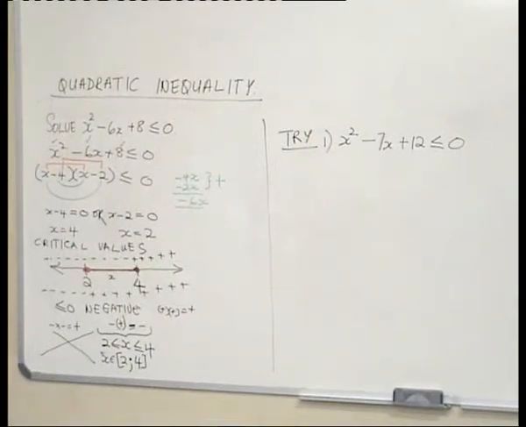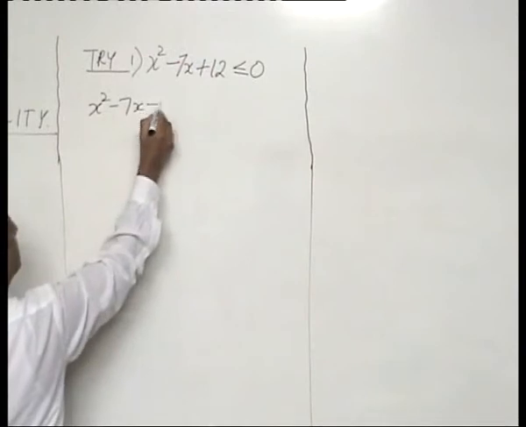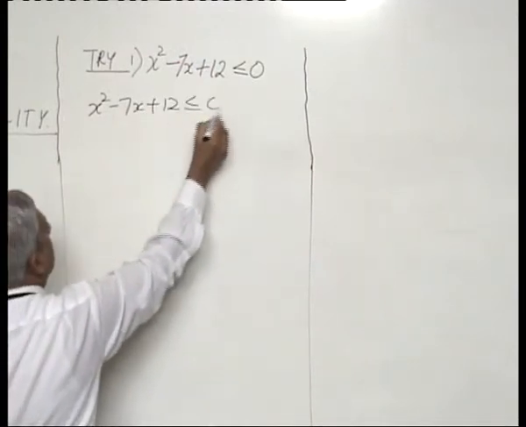Right, so you must also learn time management. So to do this example, it should take you about 3 minutes maximum. Alright, try it. Try to factorize it. X squared minus 7x plus 12 is less than or equal to 0.